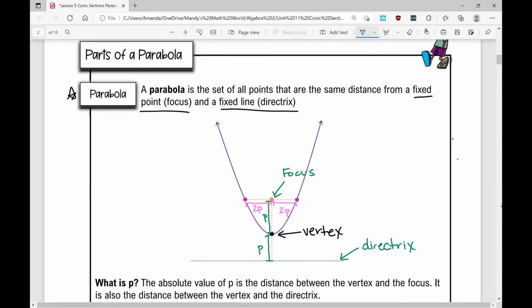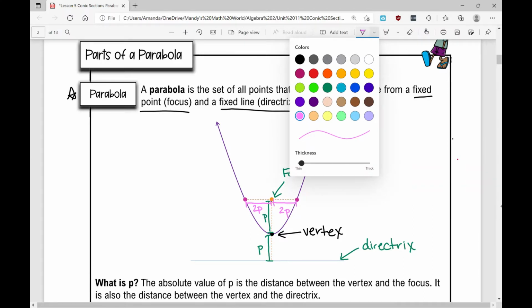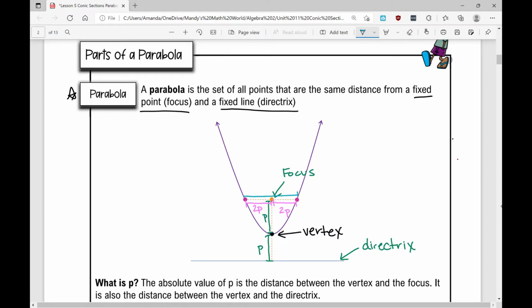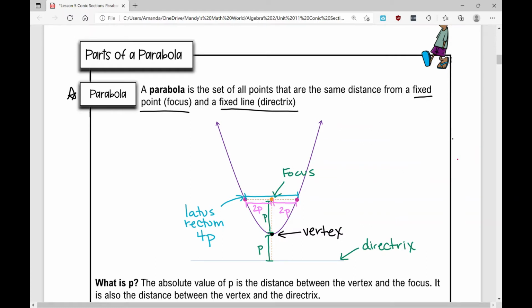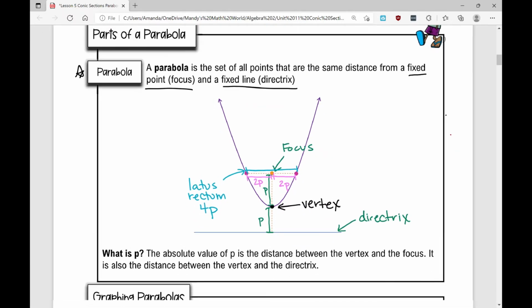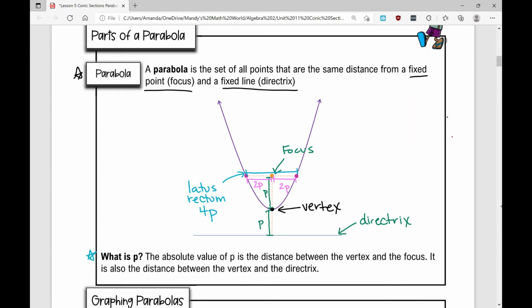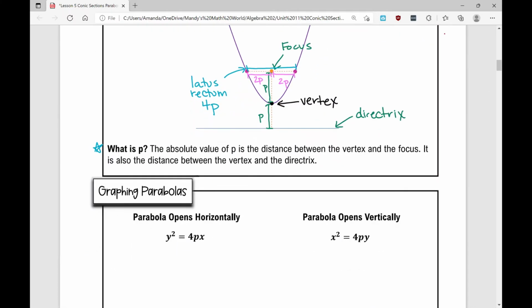And that entire line right there, that entire length is called the latus rectum. And it has a distance of 4p. So those are all of the parts of the parabola that you'll need to know today. We're talking about the vertex, the directrix, the focus, and the latus rectum, which has a length of 4p. But a big thing right here is, what is p? The absolute value of p is the distance between the vertex and the focus. It is also the distance between the vertex and the directrix. So that's going to be important as we're working through problems today.